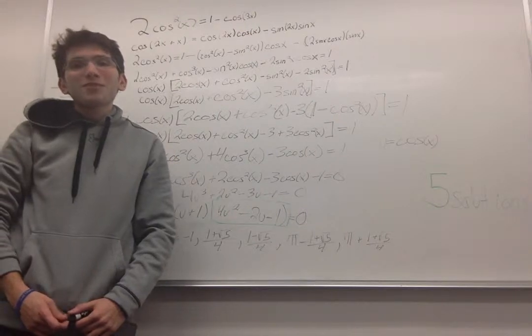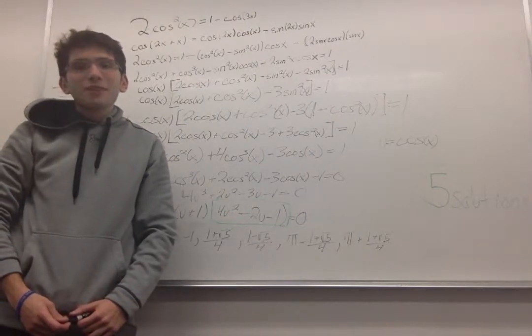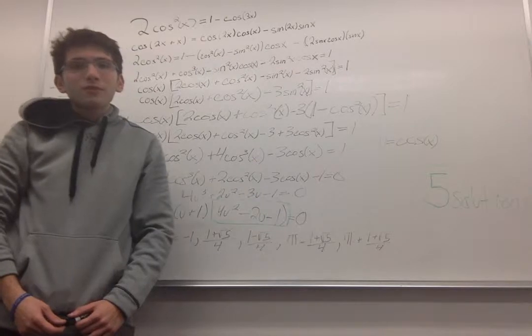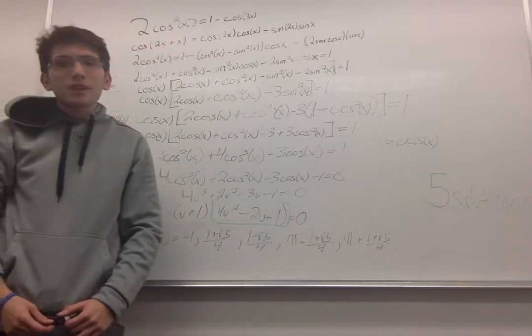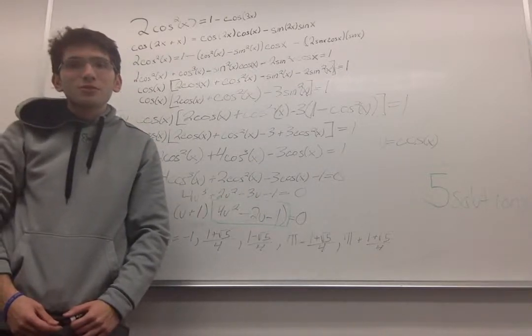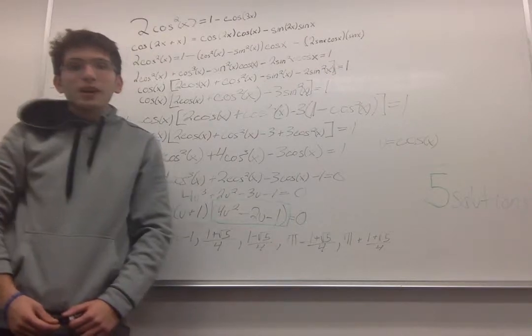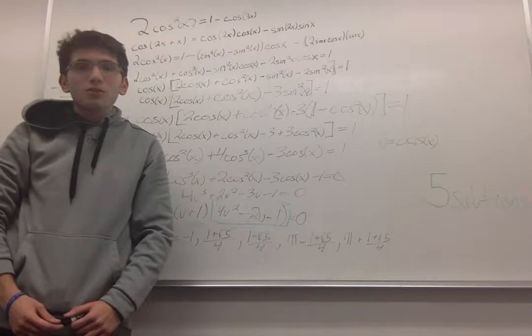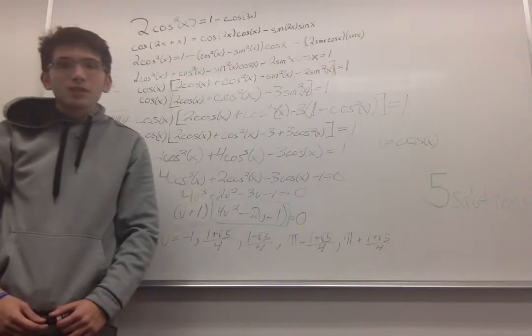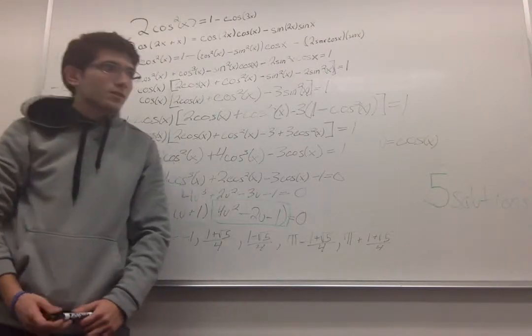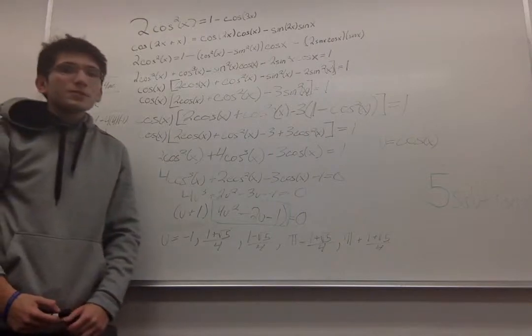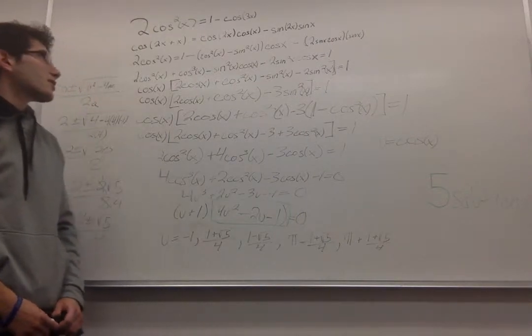Problem number 2 for problem set 7. It states: how many values of x are there with 0 ≤ x ≤ 2π, such that 2cos²x = 1 − cos3x? x is in radians. So basically what we can do is just use a lot of trig identities.